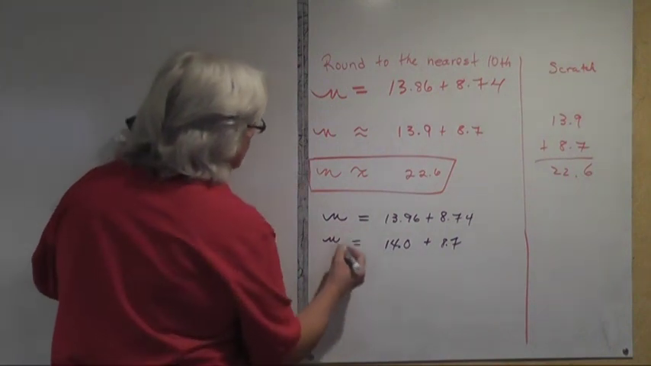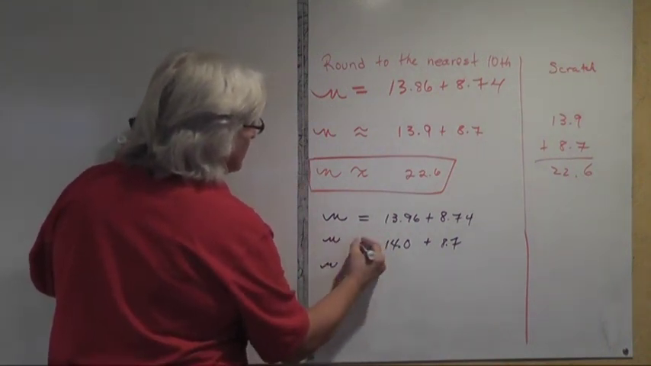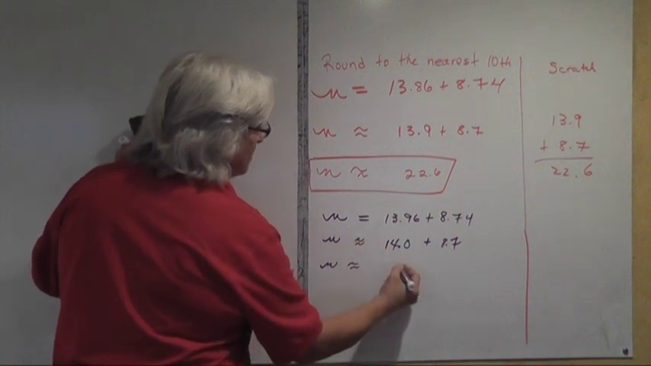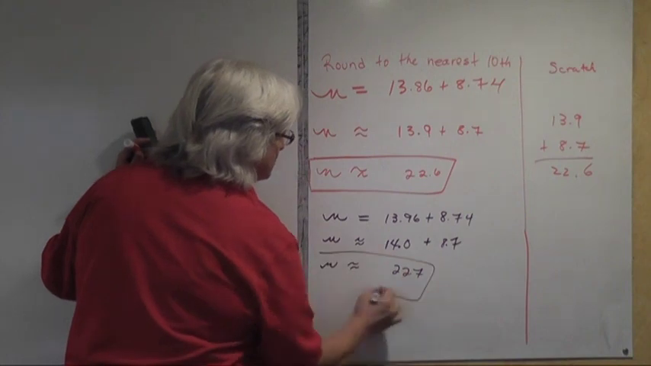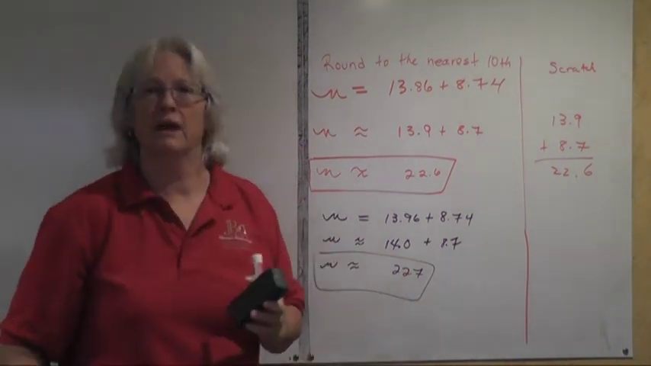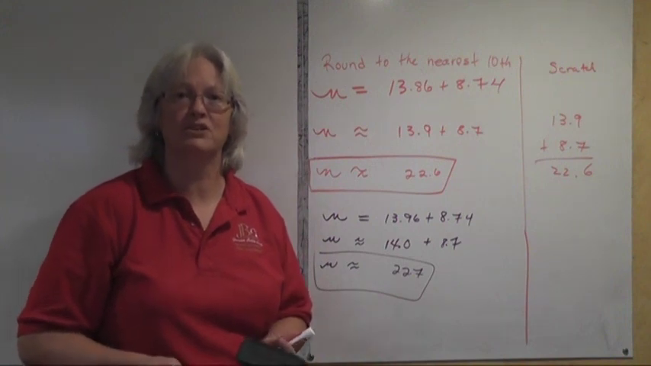Then you would have that n is approximately equal to 22.7. So that's the end of section 3.3, where we're talking about rounding decimal numbers. I'll see you next time.